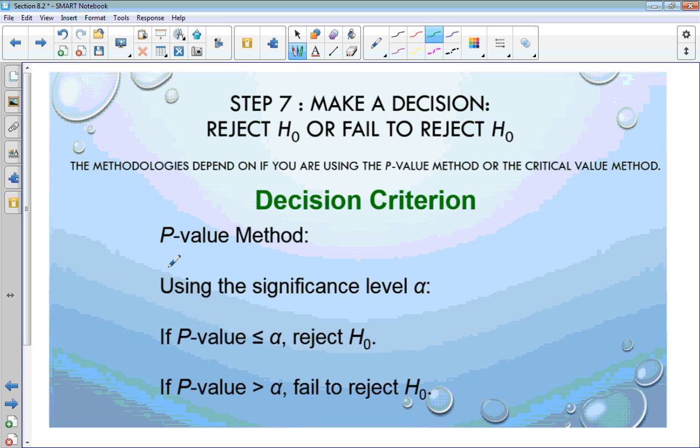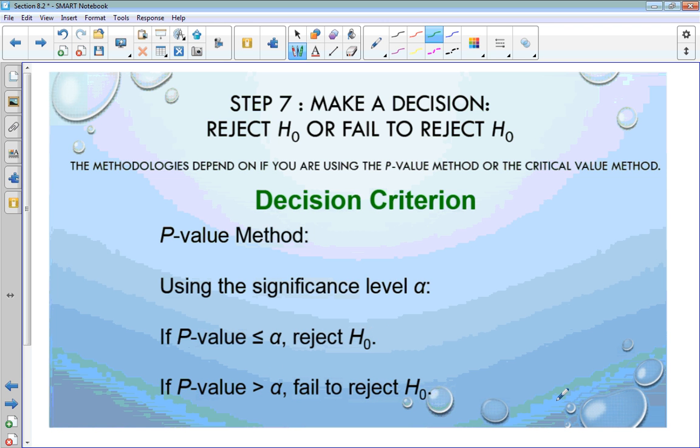So the next step, I know they're long steps. Step 7 is to make that decision. And again, the things that we're going to learn to use are our p-value method, where if the p-value that we find is less than or equal to alpha, we would reject, and if it is greater than alpha, we'd fail to reject.